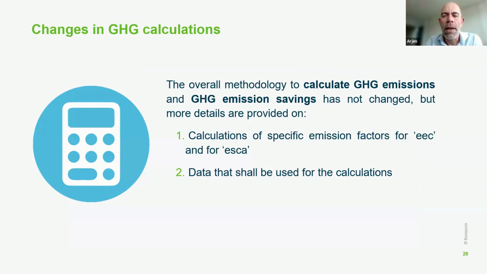However, there are two elements where more details are provided on how calculations shall be carried out. The first one is related to the calculations of two specific emission factors, namely the emissions from cultivation and the emission savings from improved carbon storage in soils, ESCA. And the second element which has been changed is the data that shall be used for doing the calculations. And I'll explain both aspects a bit further now.